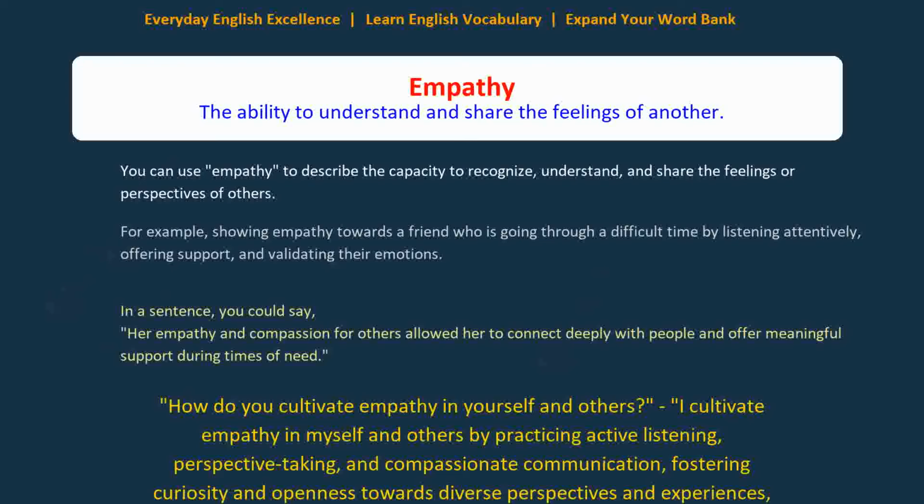How do you cultivate empathy in yourself and others? I cultivate empathy in myself and others by practicing active listening, perspective-taking, and compassionate communication, fostering curiosity and openness towards diverse perspectives and experiences, promoting kindness, empathy, and understanding in relationships, and modeling empathetic behavior and values that prioritize compassion, respect, and empathy towards oneself and others in everyday interactions and relationships.